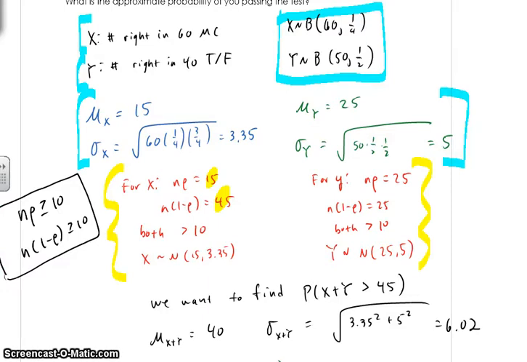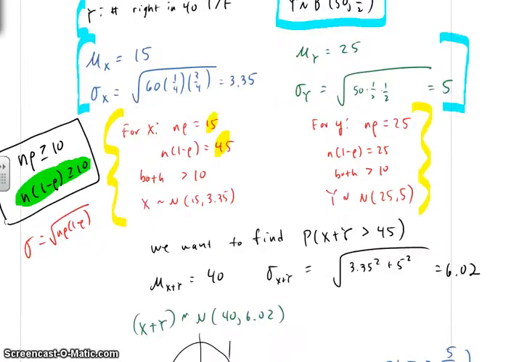Now, I want to emphasize one thing. This is n times 1 minus p. It's the expected number of failures, not the standard deviation. The standard deviation is different from n times p here. We're just noting that because I've noticed that people mix these up sometimes.